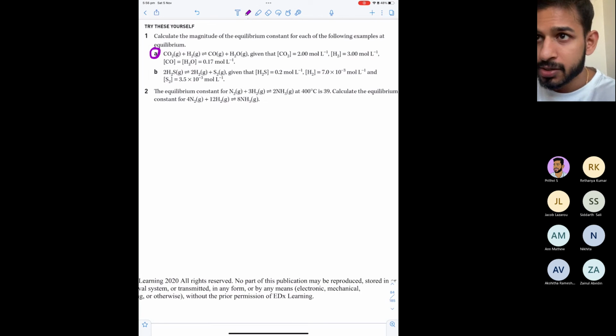Okay? So calculate the magnitude of the equilibrium constant for each of the following reactions at equilibrium. No, that's a bit too easy. You just have to sub that in, so that's not too bad. Let's do question 2.